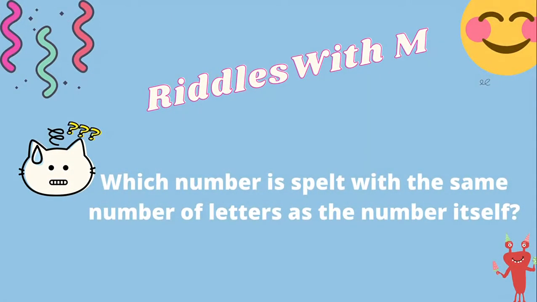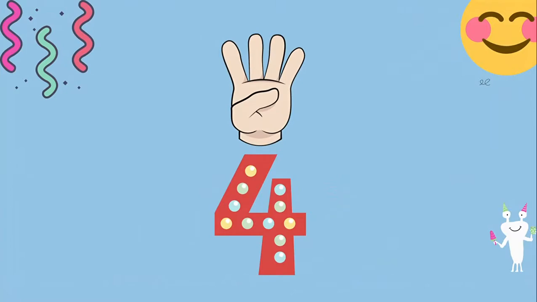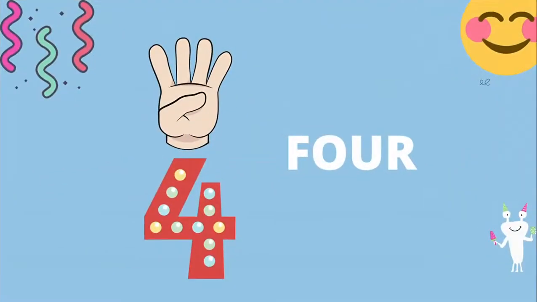Riddles with M. Which number is spelled with the same number of letters as the number itself? Can you guess? It's 4. The number 4 has 4 letters. F-O-U-R.